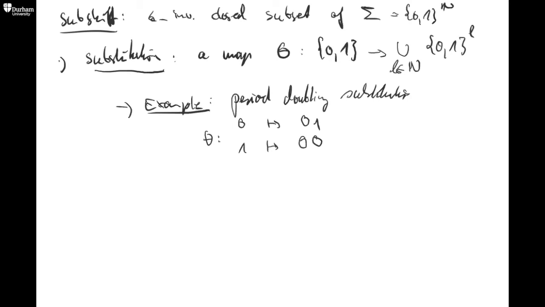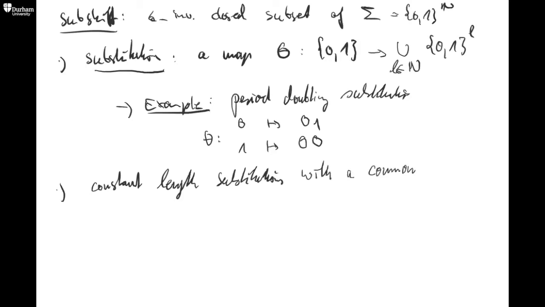I haven't said anything about a subshift so far. Now we are going to take a look at how substitutions define subshifts. And I won't do this in the most general setting. I will do this for certain kinds of substitutions, which the period doubling substitution belongs to, namely constant length substitutions with a common prefix. So let's define what all these notions are.